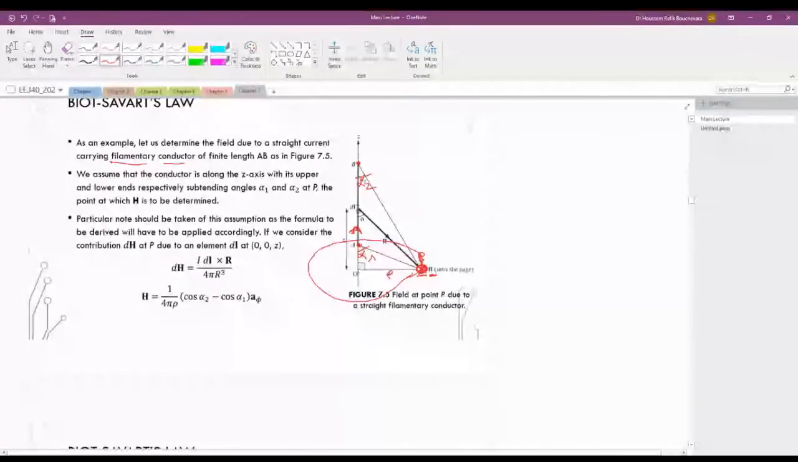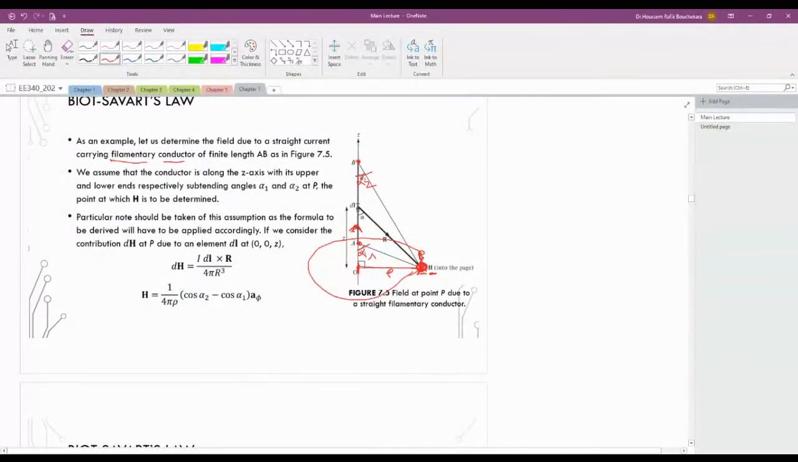Rho, this is rho. Rho is the perpendicular distance again between the line and the point. Okay, it is the perpendicular distance between the line and the point.